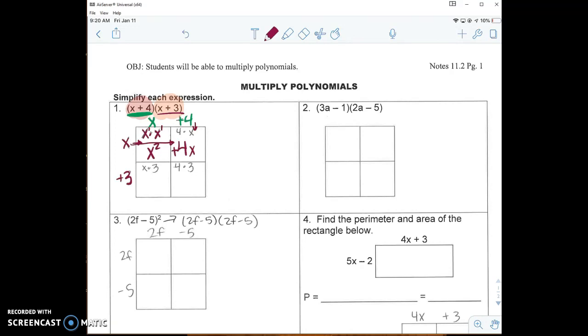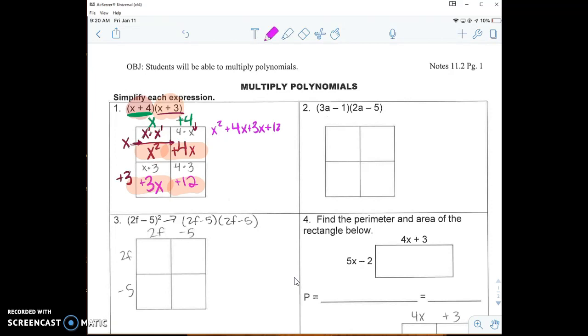On the bottom box, I bring down from the top my x, and over from the side, the 3. X times 3 is positive 3x. And in the last box, I bring 4 down from the top and 3 over from the side. 4 times 3 is positive 12. So now I have x squared plus 4x plus 3x plus 12. I can write them all out side by side.